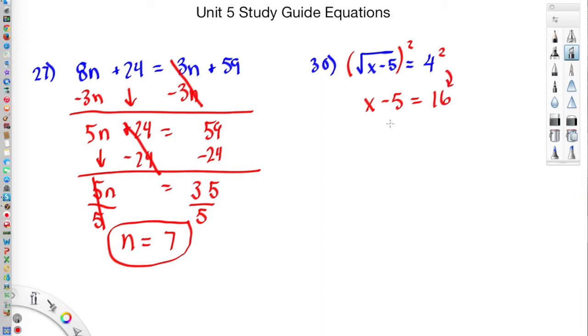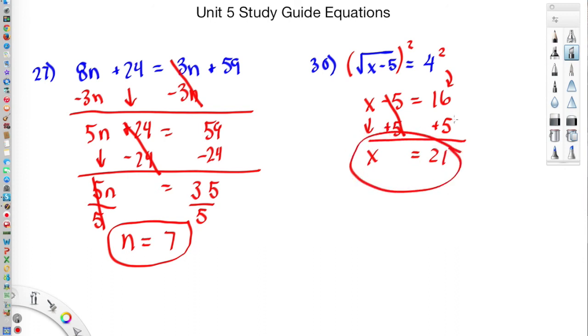Okay, now I've got a one-step equation. X is being subtracted by 5. The inverse of that is adding 5. What I do to one side, I need to do to the other. And I bring down my x. These guys cancel each other out. X is equal to 16 plus 5, which is 21. And I am done.